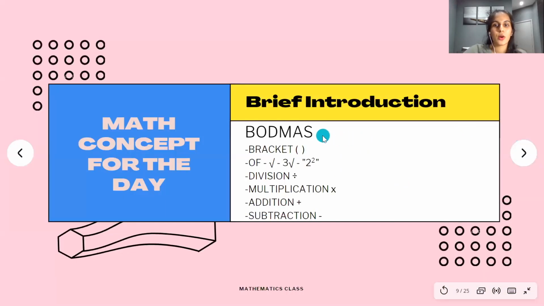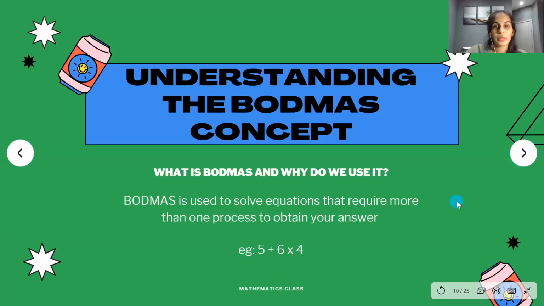Okay, so BODMAS basically stands for brackets, of, or commonly known as orders, which are square root, cube root, powers, followed by division, multiplication, addition, and subtraction. Before we get started, I would just like to explain what BODMAS is and why we use it. BODMAS is usually used to solve questions that require more than one process to get your answer. So let's look at an example.